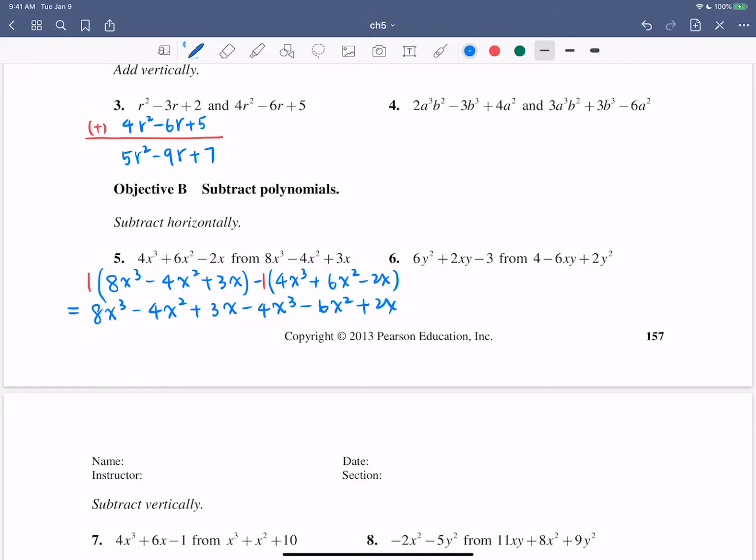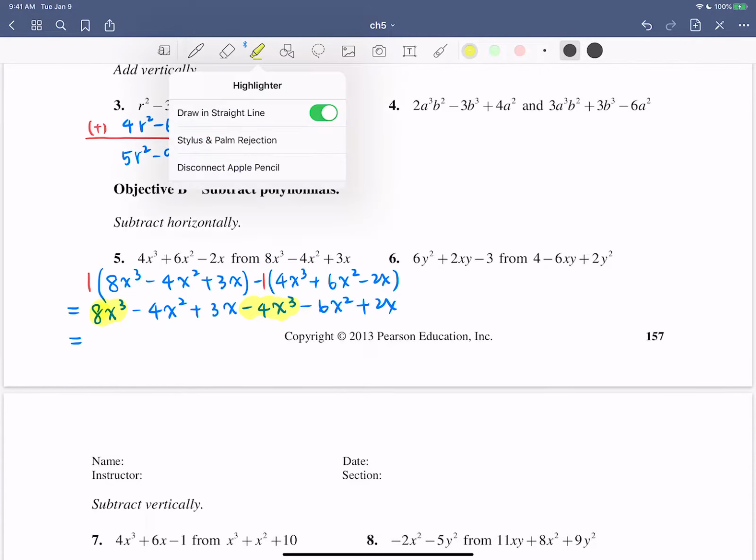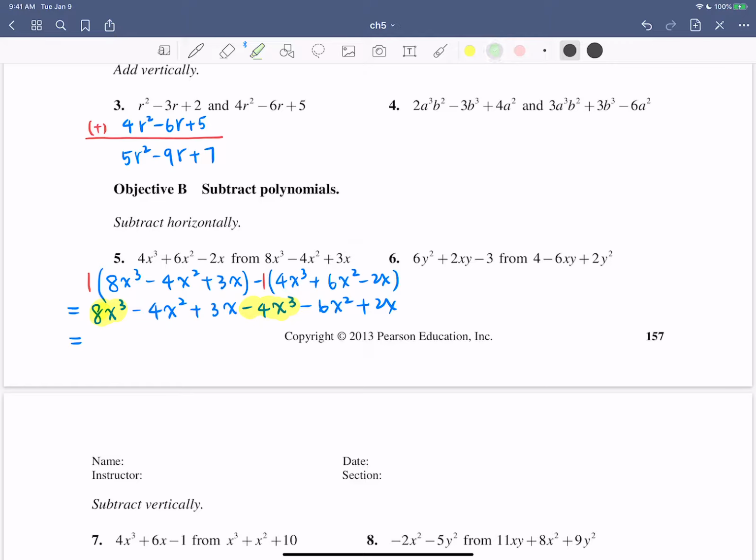And now it just simply becomes number 1 and number 3. We're combining like terms when we add horizontally. This time I'm going to highlight like terms. So we have 8x cubed, negative 4x cubed. They're like terms. Let me change the color. Negative 4x squared and negative 6x squared. And then you also have positive 3x and positive 2x.